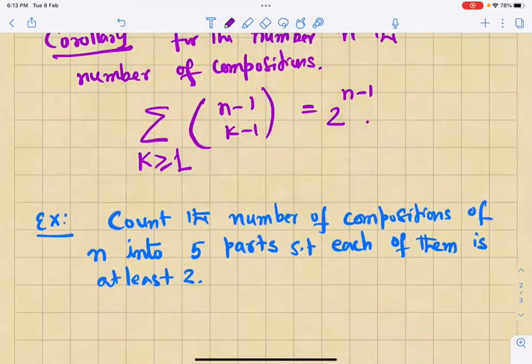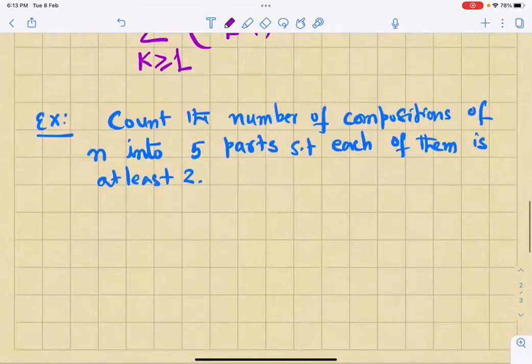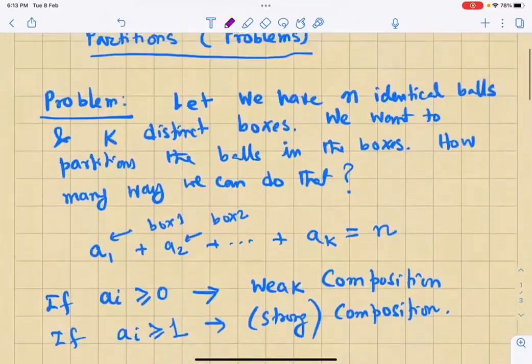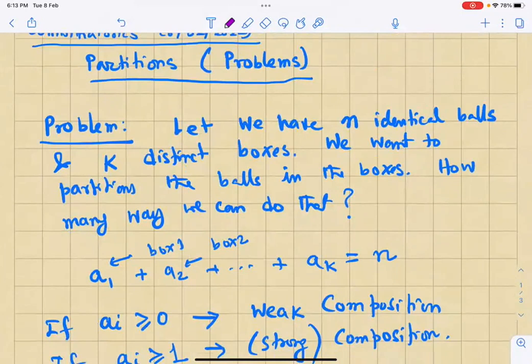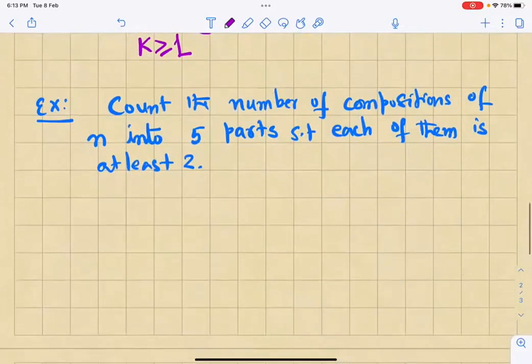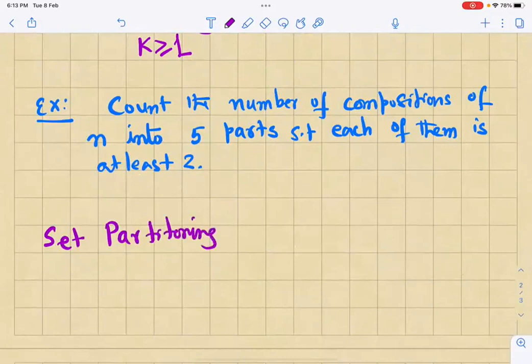Okay, so let's continue for more examples. It is very important to remember the setting, right? So far, what we have done is that the balls are identical and the boxes are distinct. Actually, I don't have much time. Maybe I'll just introduce one problem and then we have to stop. The next question is set partitioning. As I told you, there will be various settings. Sometimes balls will be distinct and boxes identical, sometimes both are identical, all such things will come.